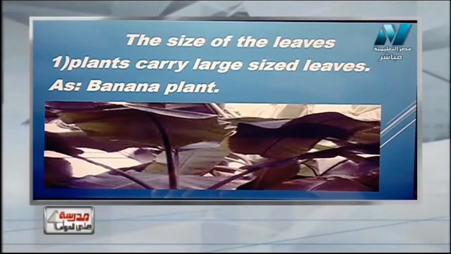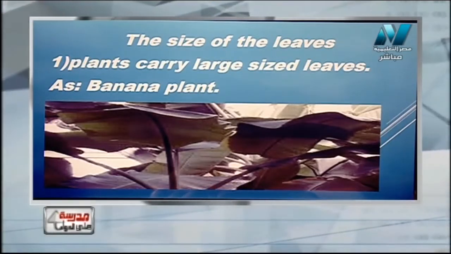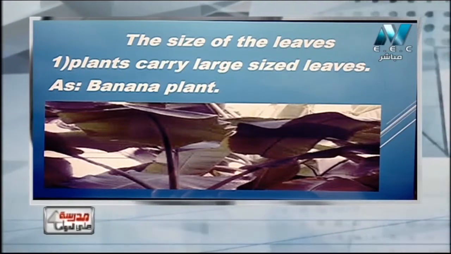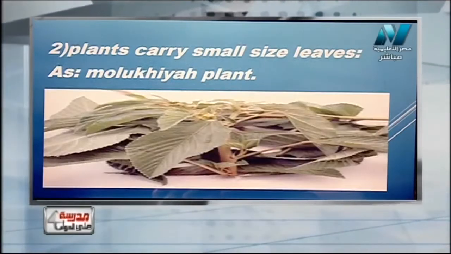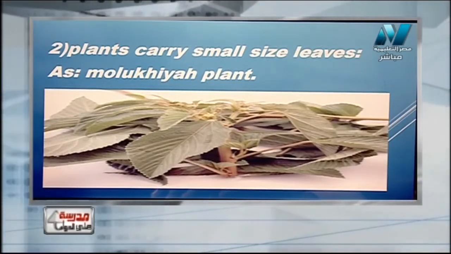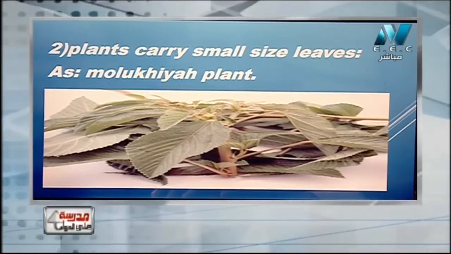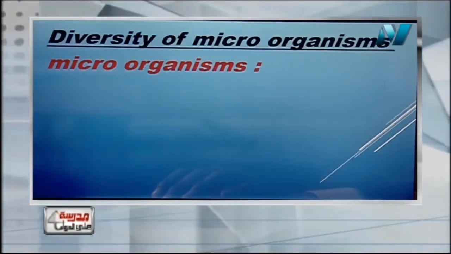Number 2, the size of the leaves, according to plants. Number 1, plants that carry large-sized leaves, such as the banana plant. Its leaf is very, very big. And number 2, plants that carry small-sized leaves, such as the molokhia plant. The molokhia plant has very small leaves.